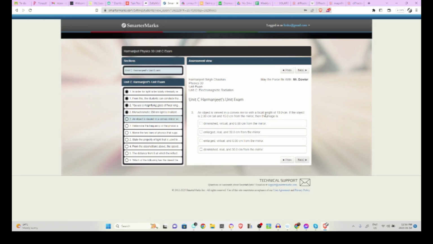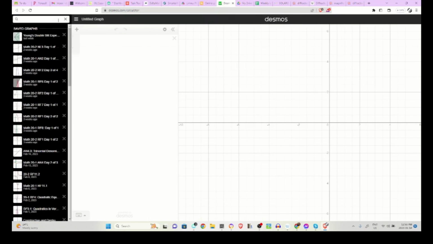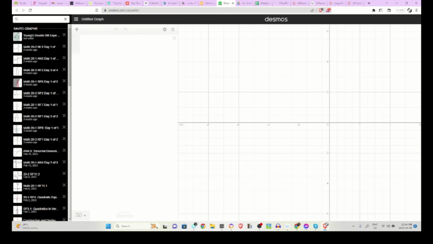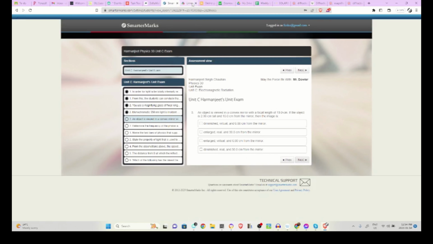An object is viewed in a convex mirror with a focal length of 10 centimeters. If the object is 2 centimeters tall and 5 centimeters from the mirror... Do we have our lenses available here? No, because we didn't save. So we need to find at least the distance to the image. That will help us narrow these down.